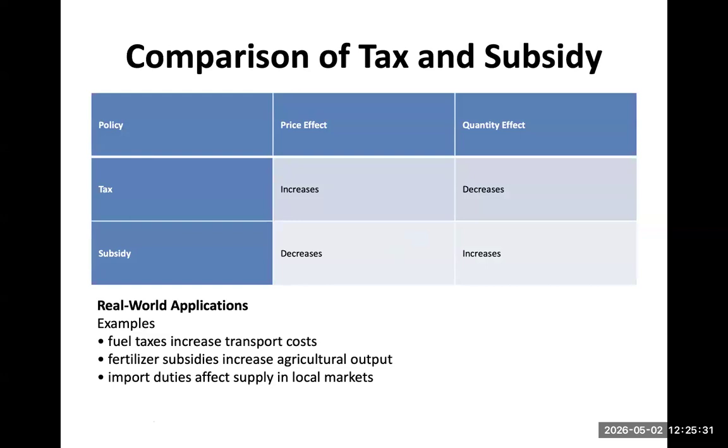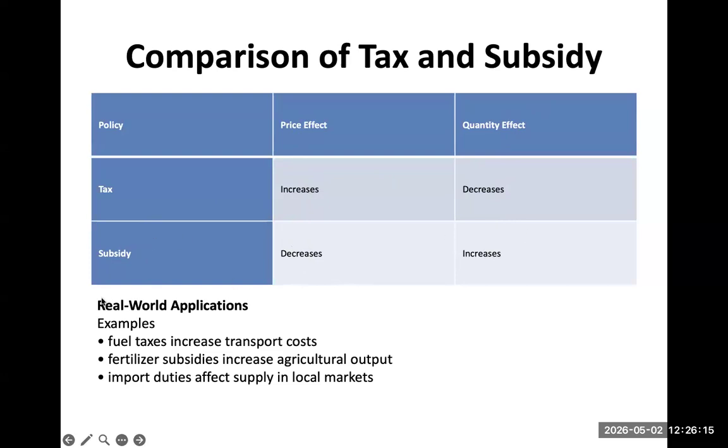When there's a government intervention in the market, let's say a policy on tax and a government policy on subsidy, the effect on price is that the price will increase whenever there's a tax imposition on a product. But the effect on quantity is that it reduces the quantity in the market. Whenever there's a subsidy in the market, it reduces the price of the product. When the price reduces, the quantity in the market also increases because of the subsidy.